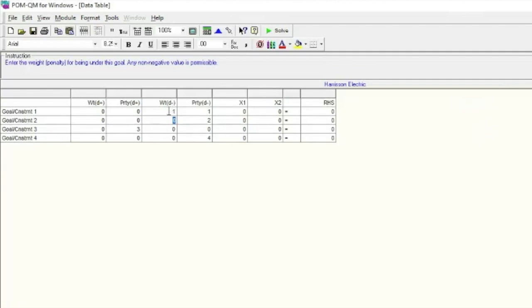Same dito sa pangalawa, 1 din po yan. Lahat ng weight is 1. Equal weight tayo, yung topic natin. Then, priority for D negative will be 1. Okay? So, ito, magiging 0 siya, since 0 din naman ito. So, lahat ng 0 na priority, katumbas niya na weight is 0.